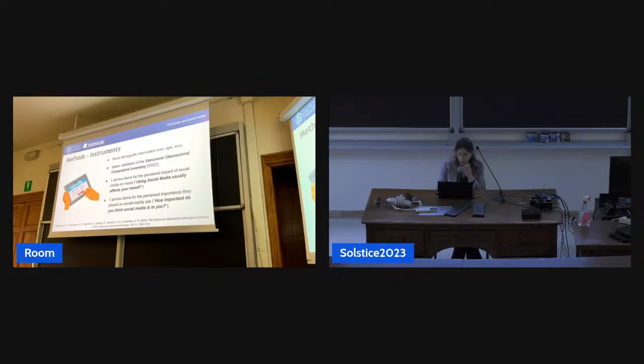Then, we created and used 2 ad hoc items assessing the perceived impact of social media on mood, asking participants, does using social media usually affect your mood? Another one assessed the perceived importance they placed on social media use, asking them, how important do you think social media is to you? Both of our ad hoc items used a 5-point Likert scale for the responses.